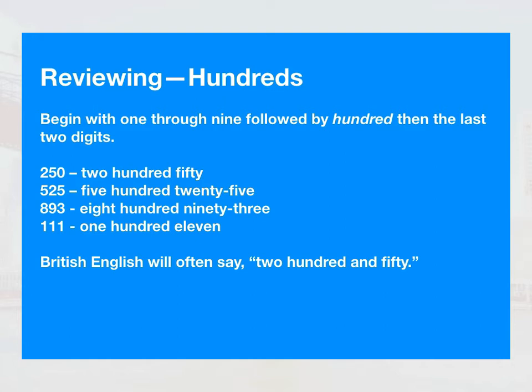Reviewing hundreds. We begin with 1 through 9, followed by 100, and then the last two digits. 250, 525, 893, 111. And remember, British English will often say 250.